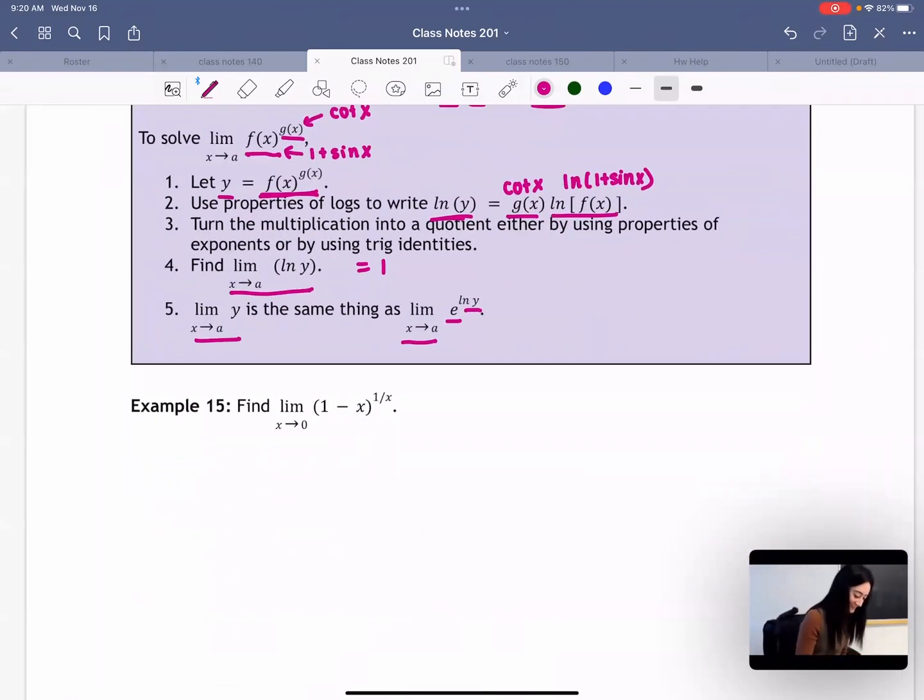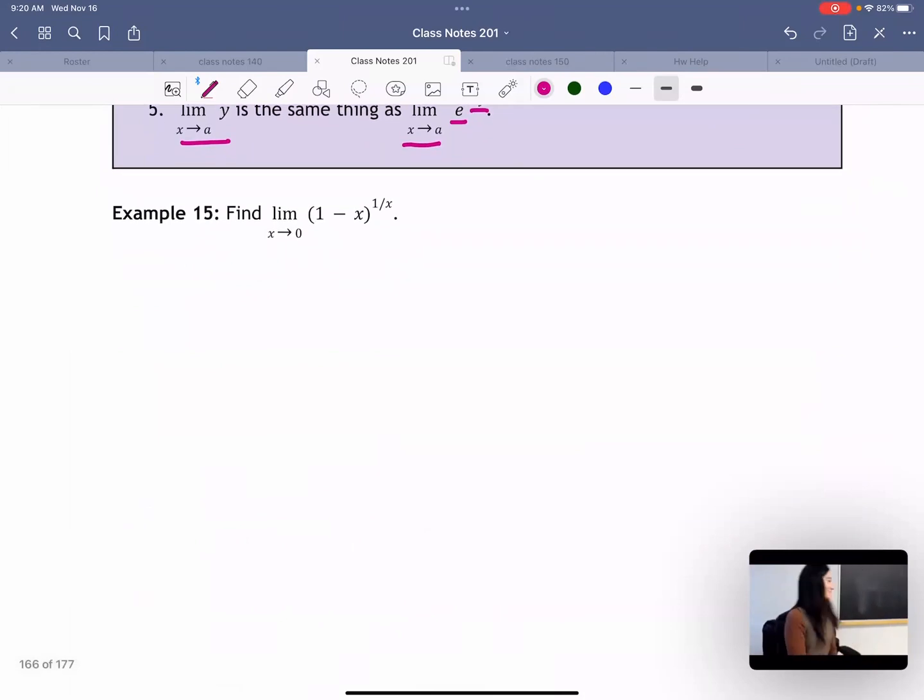Okay. Example number 15. We want to do the limit as x goes to 0 of (1 minus x) to the power of 1 over x. Okay. Remember, first thing we do is plug it in, right? We want to see if this is truly an indeterminate form. Okay. Well, we get 1 minus 0 to the 1 over 0. Okay. 1 minus 0 is 1. What's 1 over 0? Infinity. Good. This is 1 to the infinity.